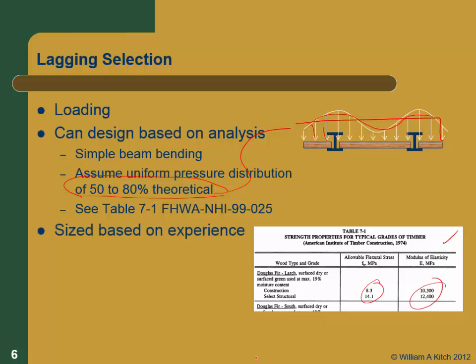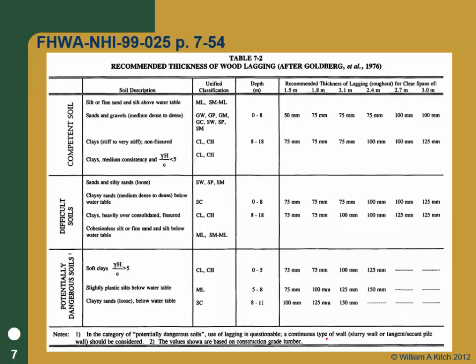But the most common way to do this is to size it up based on experience. This table in FHWA gives you a guideline. This is that table. It basically gives you recommended thicknesses of rough cut lagging based on their spacing, right? This is the spacing, here are the thicknesses, and based on the type of soil and the potential for problems. So I honestly believe this is the most common and probably even the most appropriate way to design lagging.